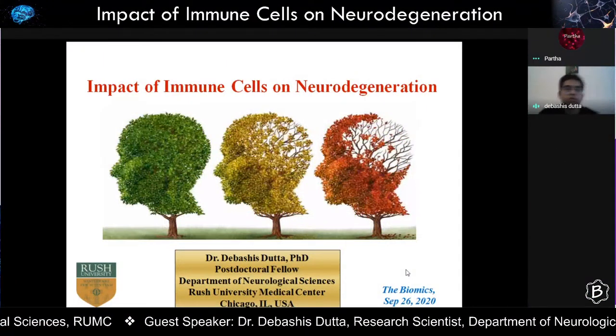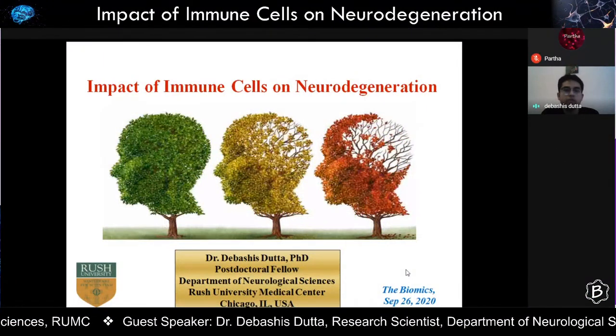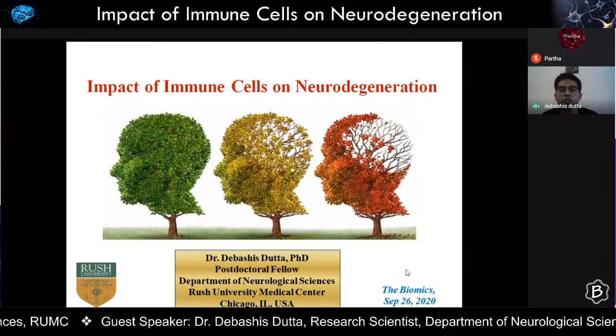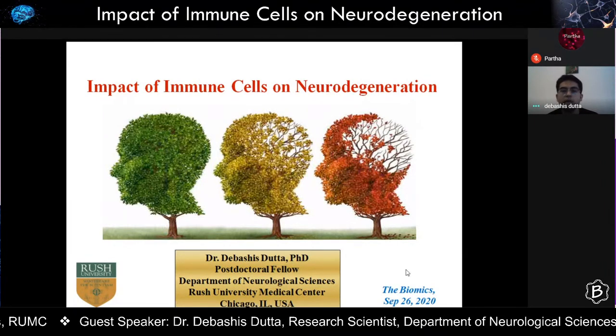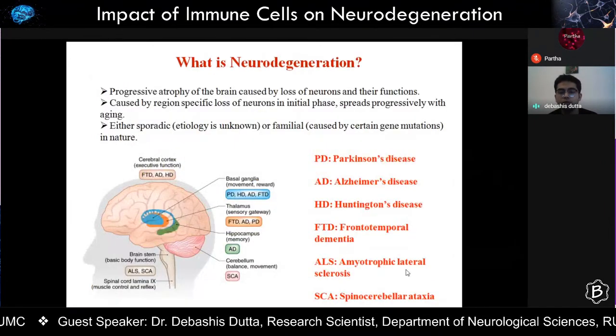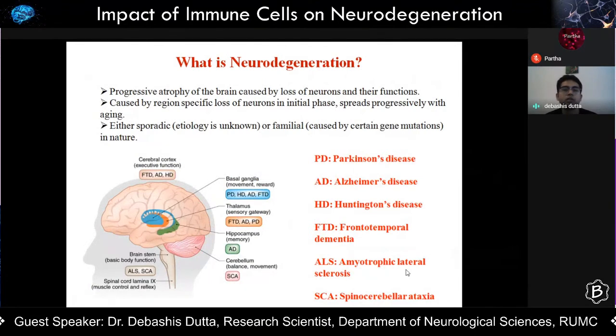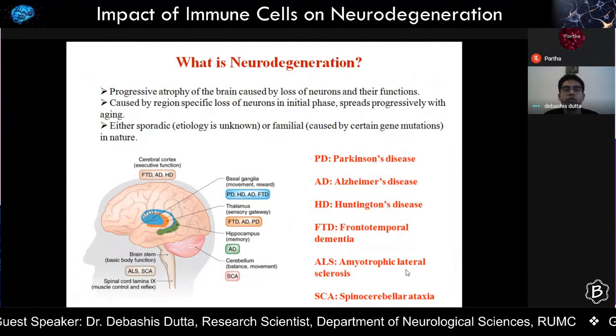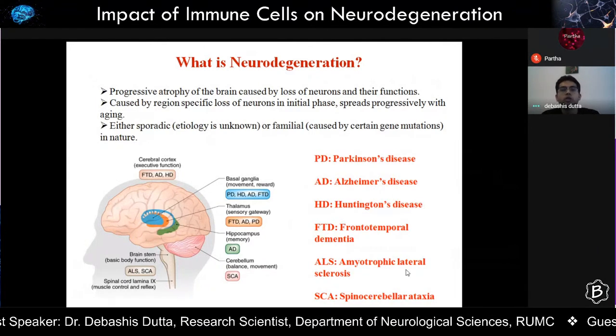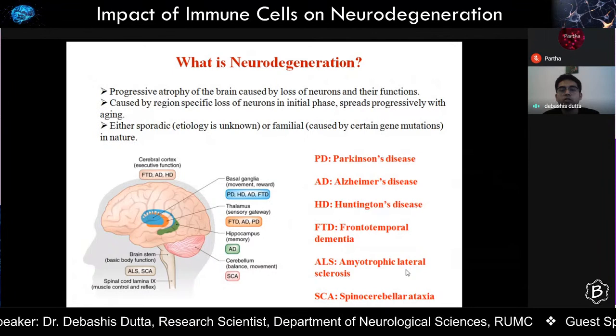everyone. So today my talk is the impact of immune cells on neurodegeneration. And before going to the part of the immune cells and their effect on neuronal health and how they promote neurodegeneration, we first need to know some basics of neurodegeneration.